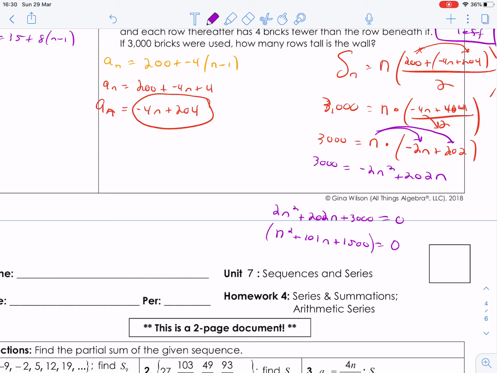All right, so we could try factoring it. Can we factor that? Ugh, that's ugly. That is ugly. All right, so let's use the quadratic formula. Negative b plus or minus the square root of b squared minus 4ac all over 2a. So we get n is going to equal 101.